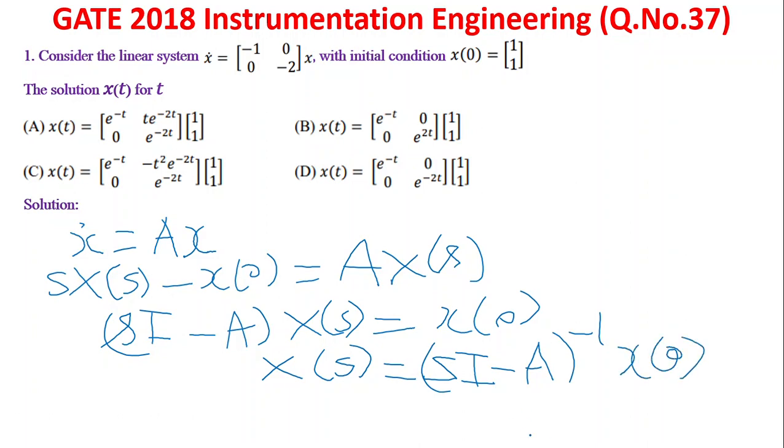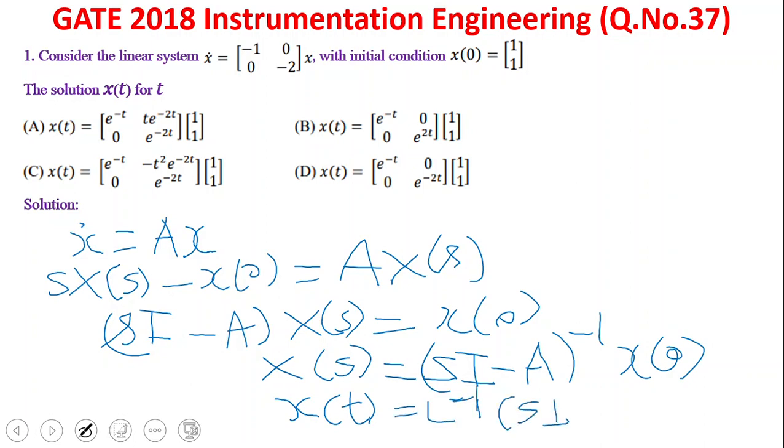So that is what I am trying to mention here: (sI minus A) into X of s is x of 0. I want x of t finally. Therefore, pre-multiply this by (sI minus A) inverse. In that case, it is the identity matrix multiplied by X of s, which is X of s. Therefore, the right hand side also I have to pre-multiply with (sI minus A) inverse, therefore (sI minus A) inverse into x of 0. Now, I need x of t. So how to find out x of t? We have to take the inverse Laplace transformation. So x of t is L inverse of (sI minus A) inverse into x of 0.